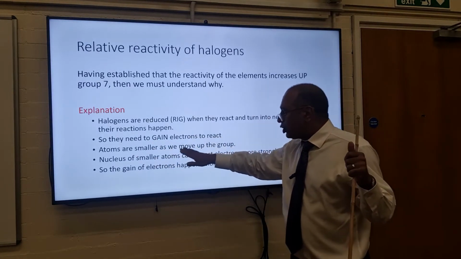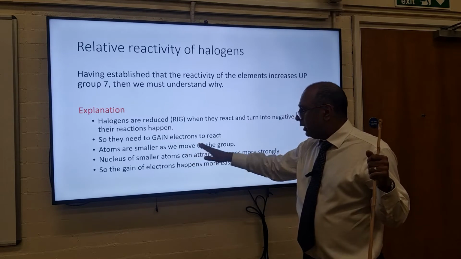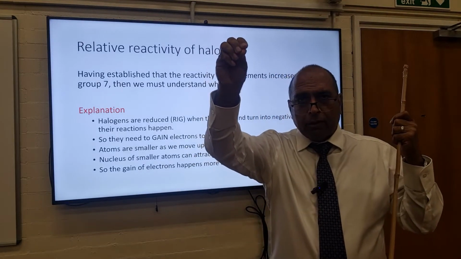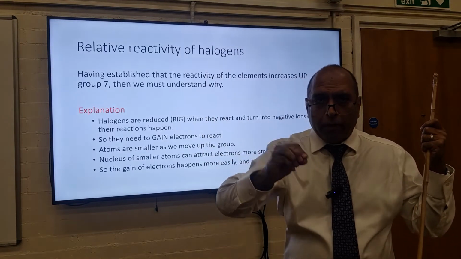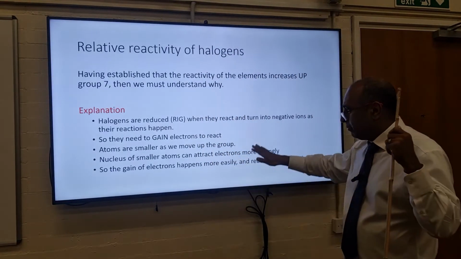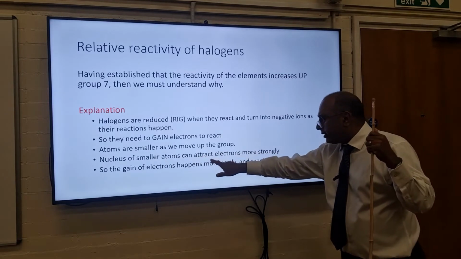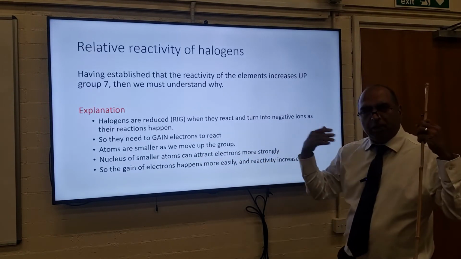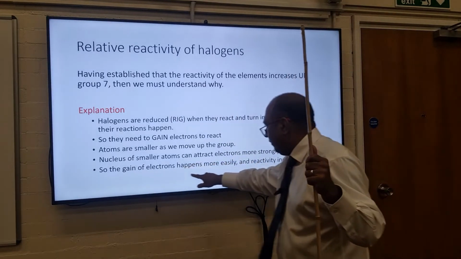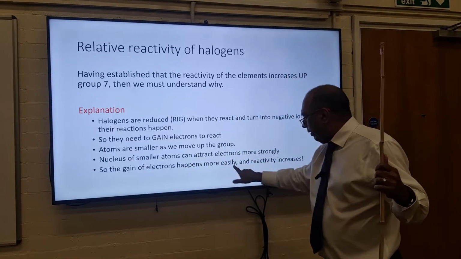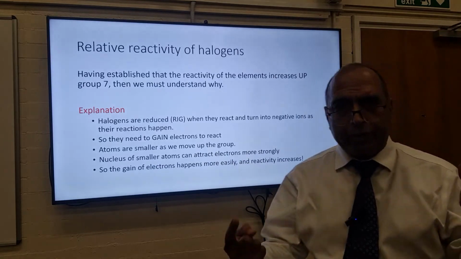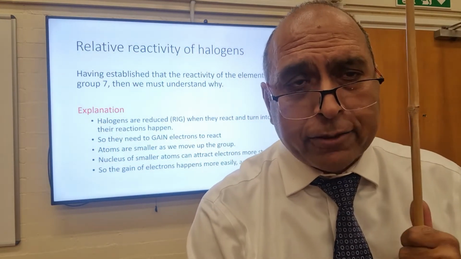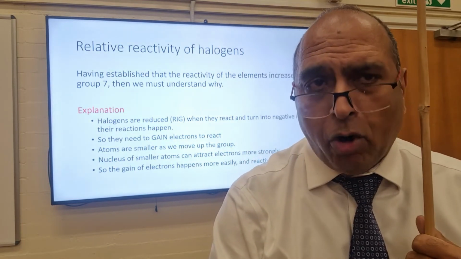The atoms are smaller as we move up the group. So the chlorine atoms are smaller than bromine atoms, which are smaller than iodine atoms. The smaller atoms can attract outside electrons more strongly than bigger atoms. So the gain of electrons happens most easily with smaller atoms, and the reactivity increases as you go up the group. As you go towards smaller atoms, the reactivity will be more and more.